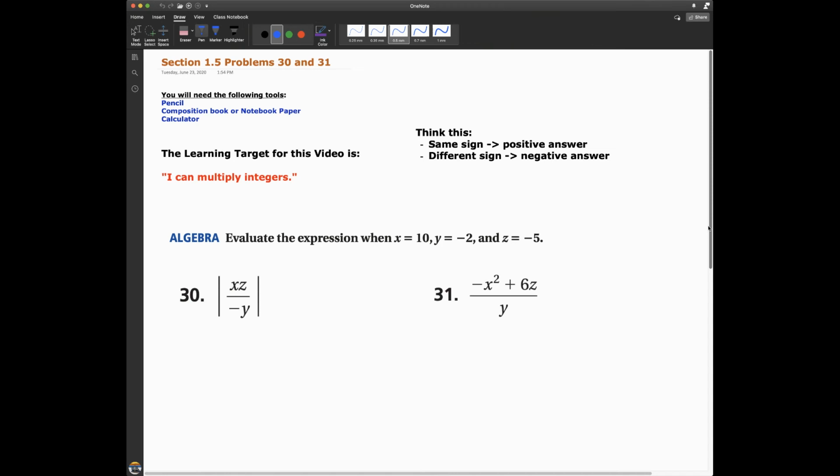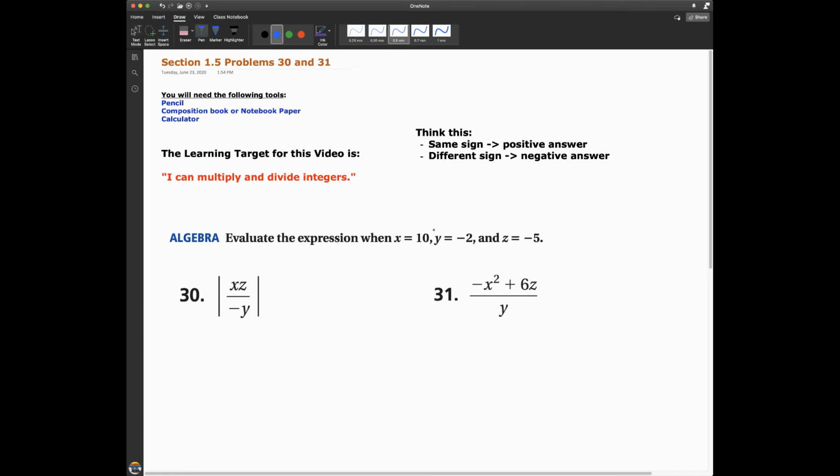The learning target for this video is I can multiply, and let me just modify this, multiply and divide integers, okay? Because that's what you need to be able to do here in this video. You have to be able to do both.